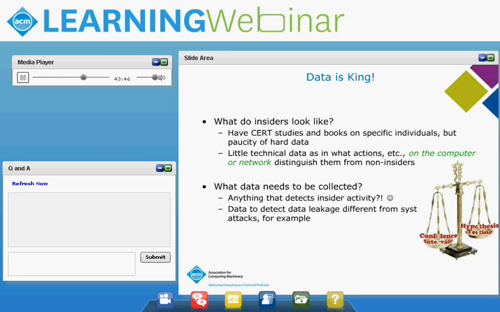And what data do we need to collect even to detect an insider in the first place? I'm sorry, tongue-in-cheek, collect everything, but if we can't collect everything, then where should we focus our efforts? And how is it that we can really detect that someone is doing something maliciously?